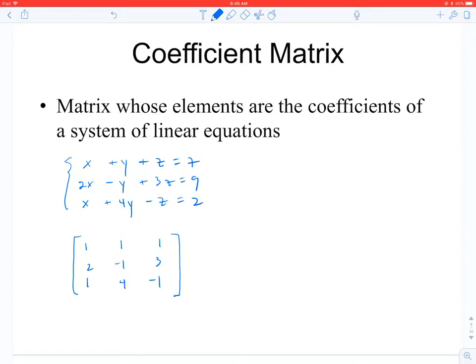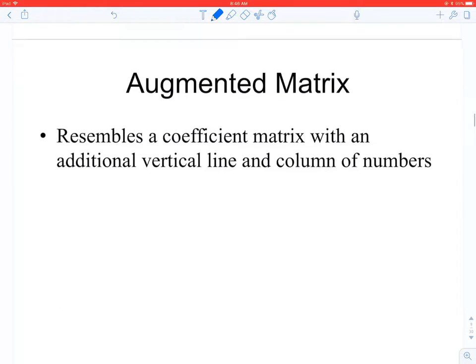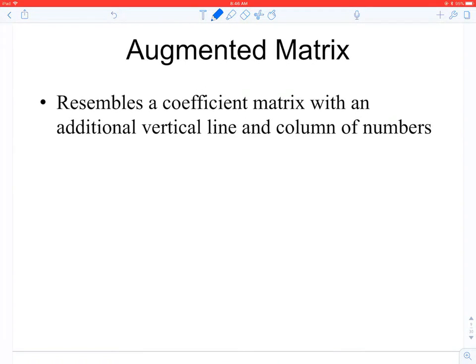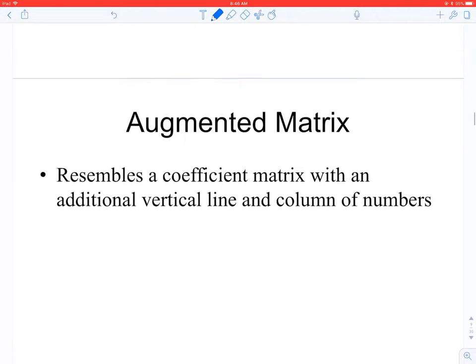Now, if we were going to be solving linear systems using matrix equations, we would use coefficient matrices, but that's not a method that we're going to be looking at in this class. We are going to be using augmented matrices. An augmented matrix resembles a coefficient matrix, but with an additional vertical line and column of numbers.